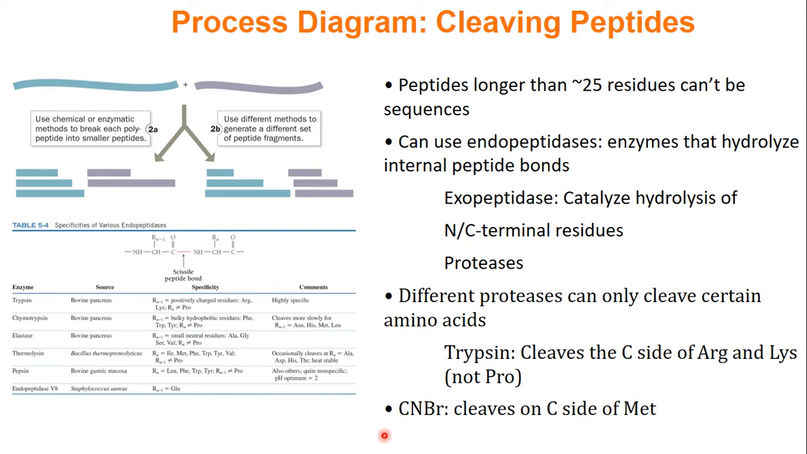And there is another one not listed on here that's commonly used, CNBr. It will cleave on the carboxyl side of methionine.